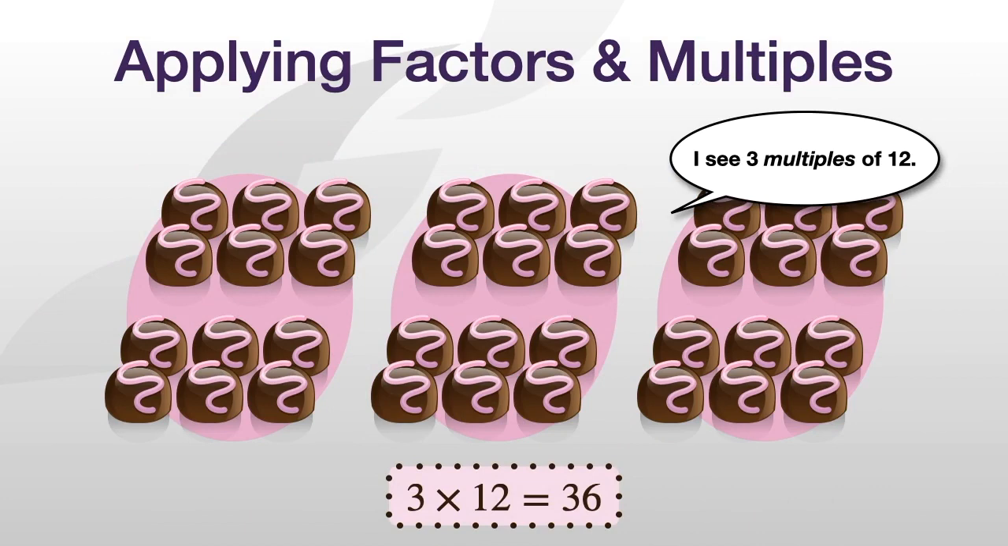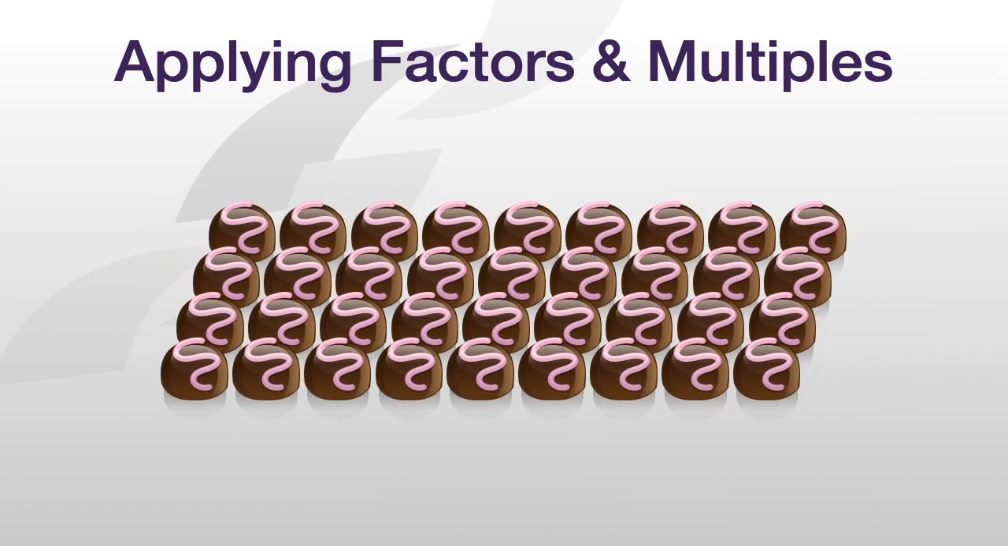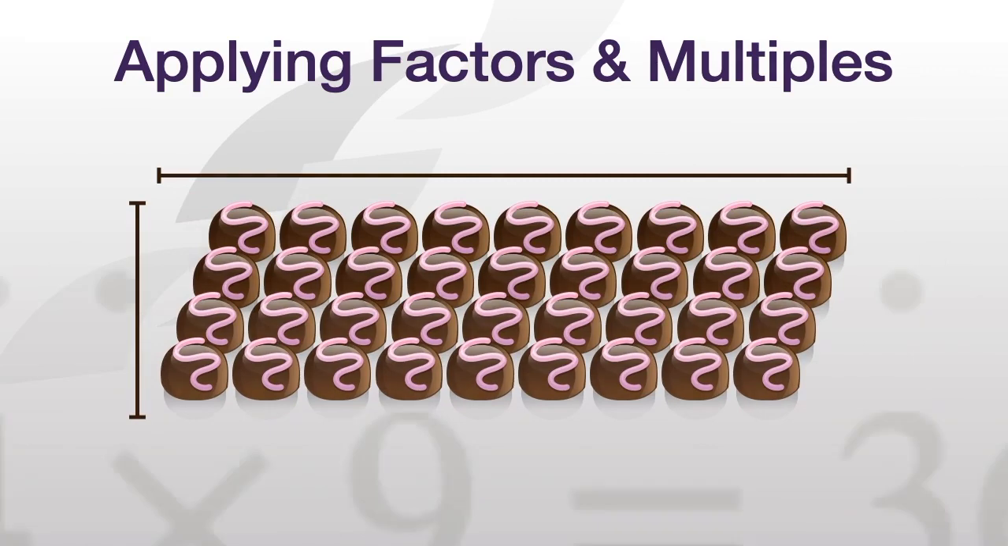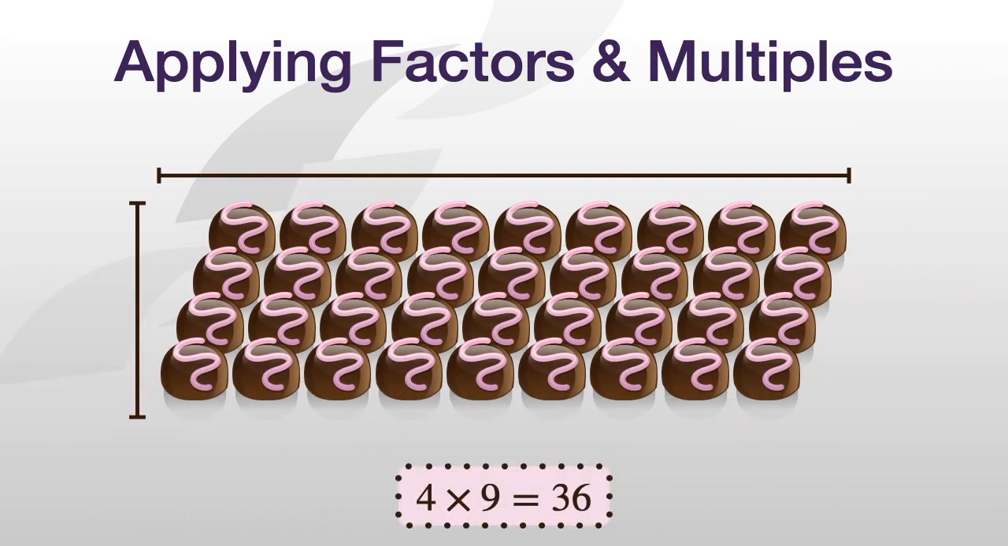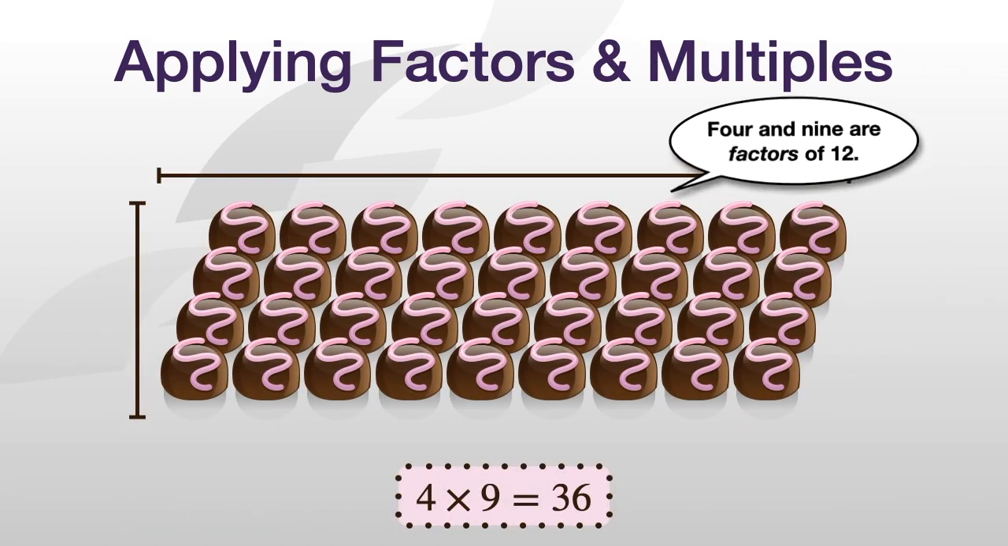Or you might have imagined them rearranged in rows and columns. A 4 by 9 array shows that 4 and 9 are factors of 36. Let's take a closer look at lowest common multiples versus greatest common factors.